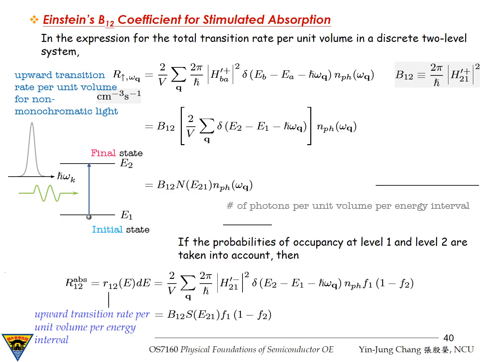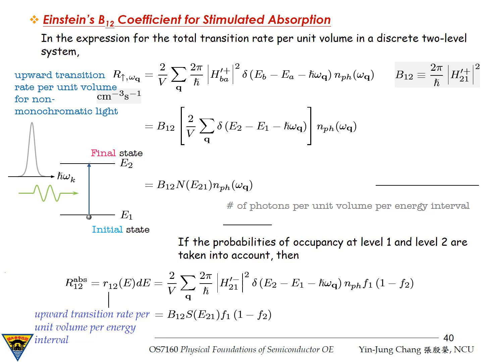On this slide, we define Einstein's B12 coefficient for stimulated absorption. We begin with a discrete two-level system as shown. The lower level has energy E1 and the upper level has energy E2. For absorption, the system absorbs a photon and makes an upward transition from E1 to E2. The required photon energy is E21, which is equal to E2 minus E1. Because the incident field is not necessarily monochromatic, we must consider all photon modes in the radiation field.